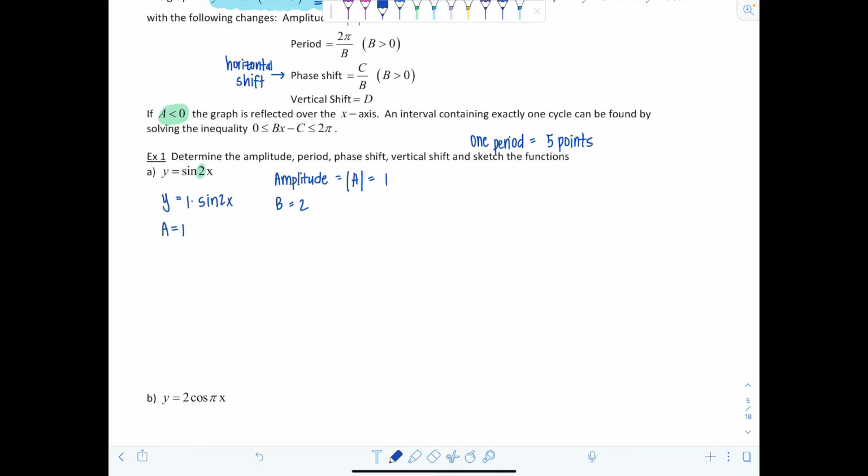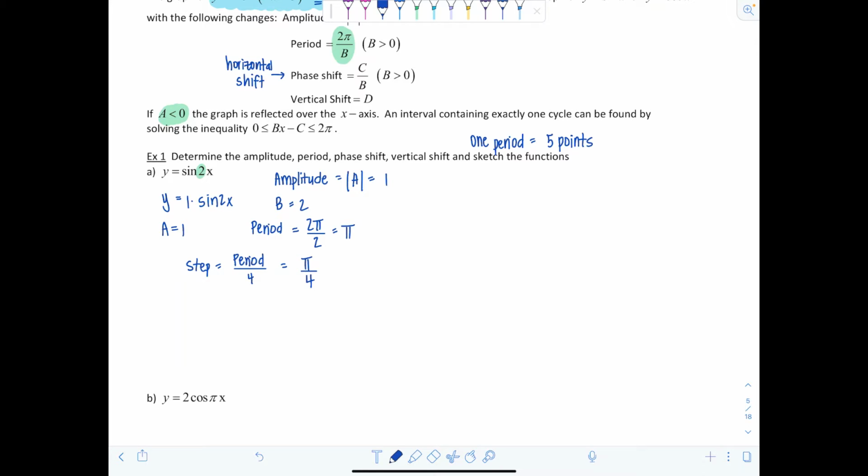And then, as was listed up above, the period is equal to 2 pi divided by b. So the period for this function is equal to 2 pi divided by 2, so that's just pi. And then this will not change. The step is equal to the period divided by 4. So for this graph, the step is going to be pi divided by 4.